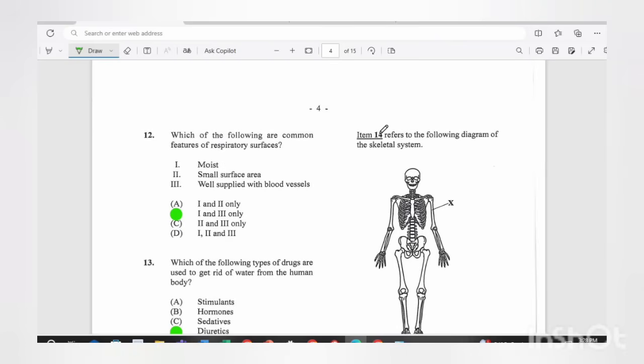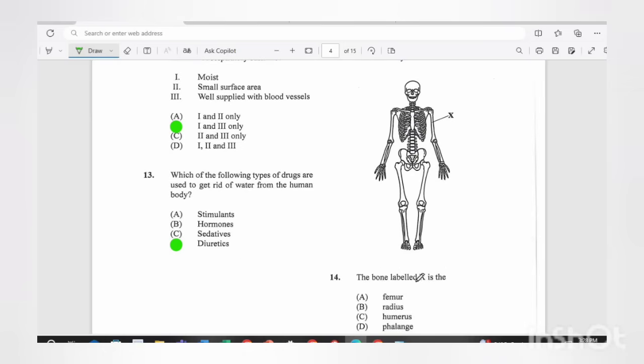Question 14. Item 14 refers to the following diagram of the skeletal system. The bone labeled X is the A, femur, B, radius, C, humerus, or D, phalange. The answer there is C, the humerus.